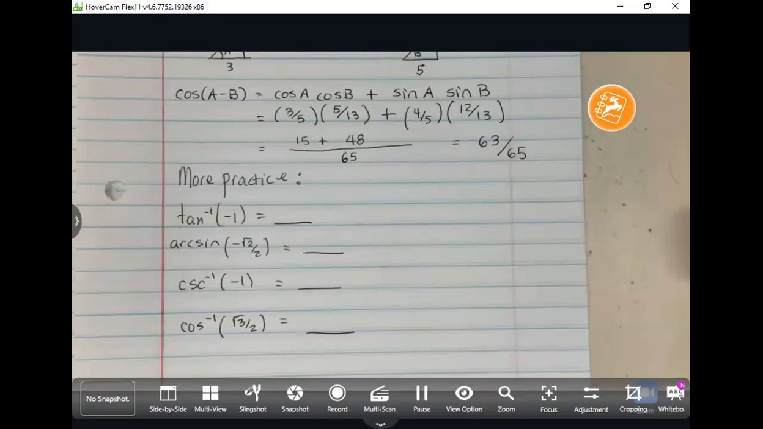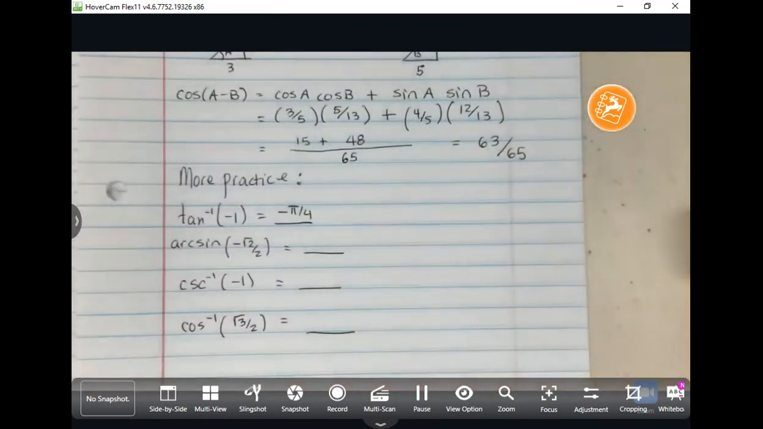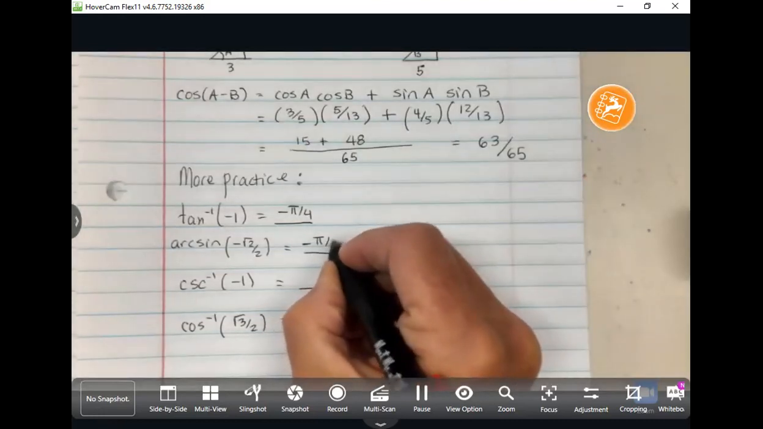So where's the tangent equal to +1? 45 degrees, pi/4. Right? So the tangent is -1 at negative pi/4. You got one? Negative pi/4. What angle is the sine going to be square root of 2/2? Pi/4 again. So the sine is negative square root of 2/2 at negative pi/4.